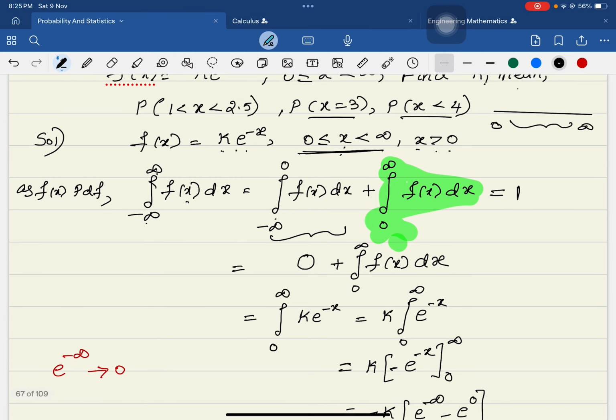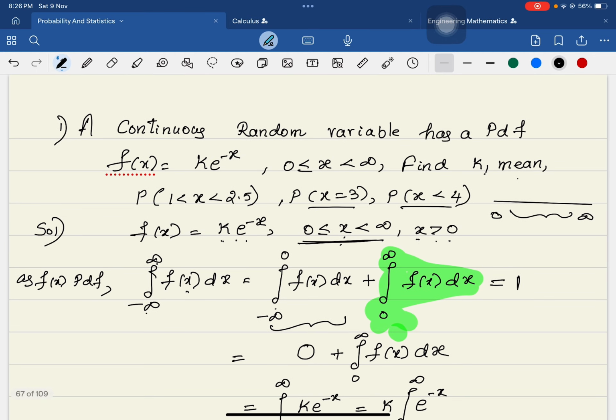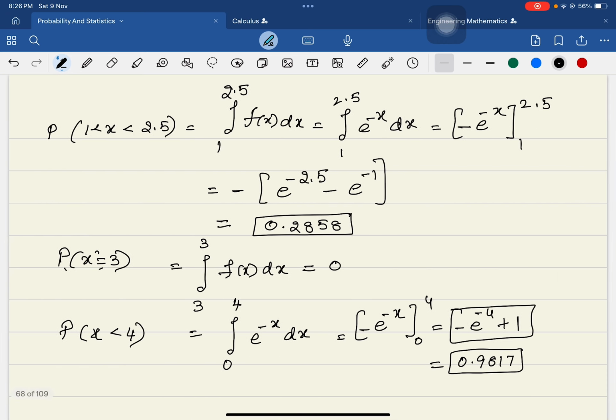Now let us go to find the probability for x between 1 and 2.5. For this, the value is the integral from 1 to 2.5 of f of x dx. Normal integration: substitute the limits and you will get the value.